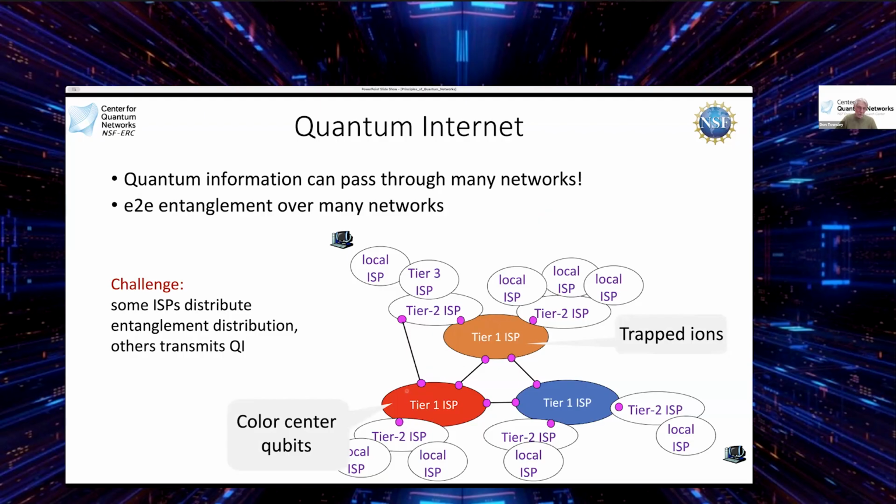We are likely to find that one network might use a particular technology called color centers. Another might use trapped ion technologies. You may have some networks that actually provide an entanglement distribution service, whereas others might provide a quantum information transfer service. But because we know they're interchangeable, we know that we should be able to connect these networks together to provide seamless service to applications and users.